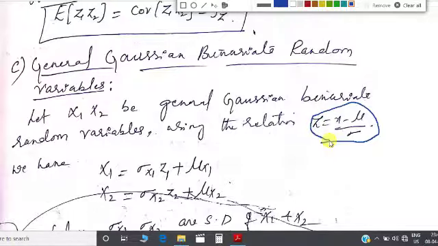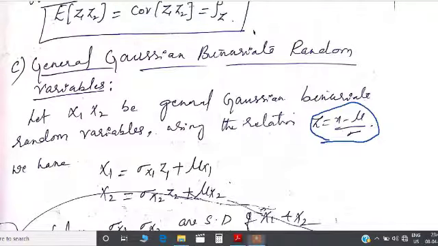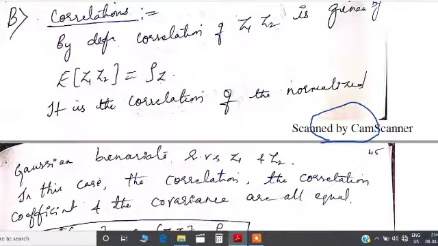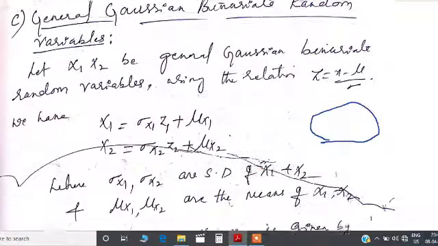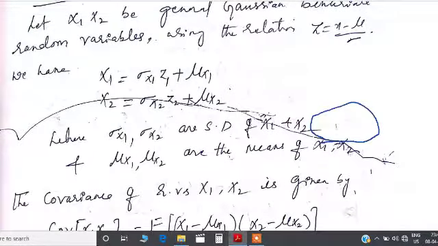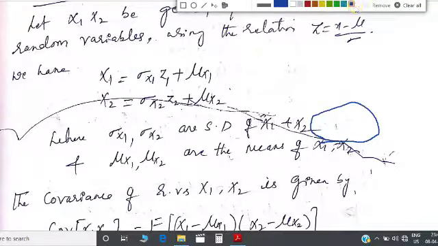Whenever we study Gaussian random variables or Gaussian distribution, and now that we are in bivariate random variables, let us consider the two bivariate random variables X1 and X2. With the help of this relation, we can write X1 and X2 in terms of the standard normal variate as X1 is equal to sigma X1 Z1 plus mu X1, and X2 is equal to sigma X2 Z2 plus mu X2. As we know, sigma X1 and sigma X2 are the standard deviations of X1 and X2, and mu X1 and mu X2 are the means of X1 and X2. We have already proved these results for a single random variable.